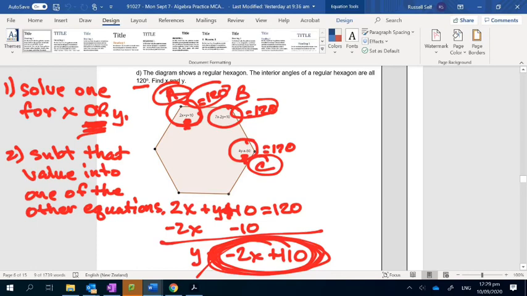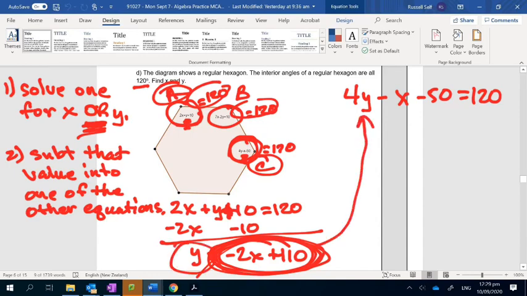Okay. Now, any equation, which one do you want to use? Let's put it right here. So we have 4y minus x minus 50. 4y minus x minus 50 equals 120. Okay? So in place of y, right there, what am I going to put? Negative 2x plus 110. Do we have to put on brackets? Yeah. No, I'm just joking.